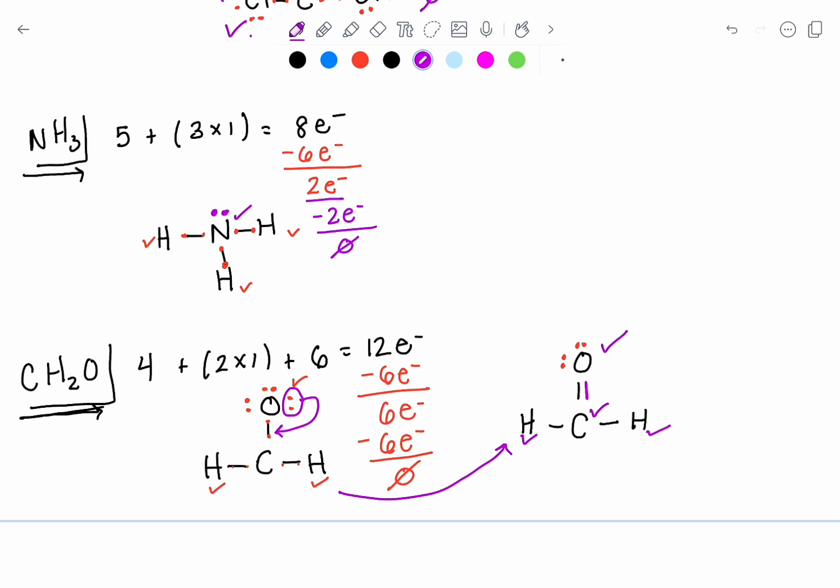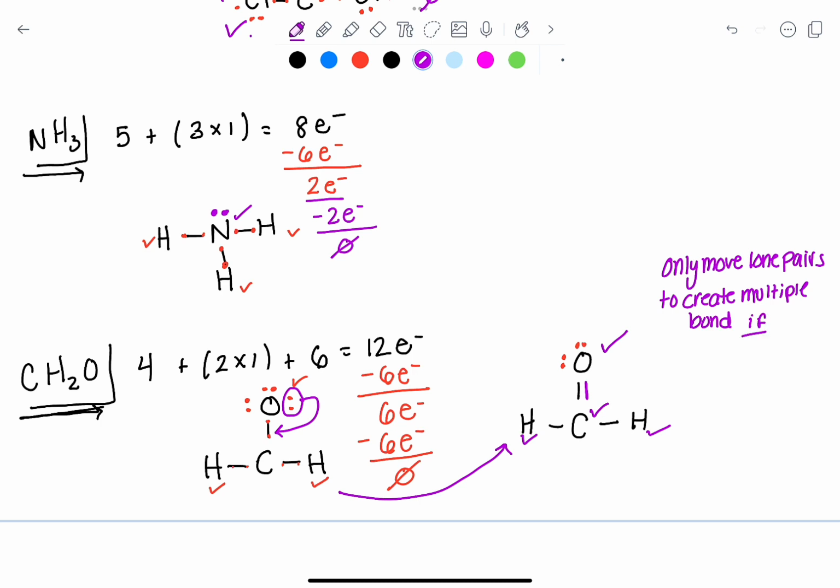carbon. We only move lone pairs to create multiple bonds if octets are not complete.